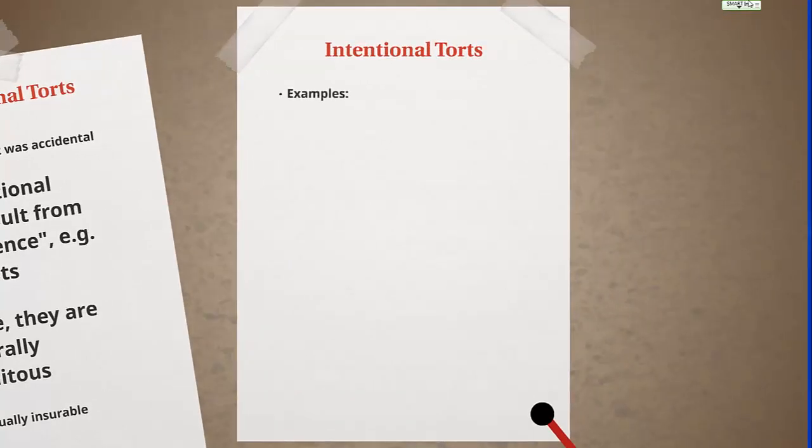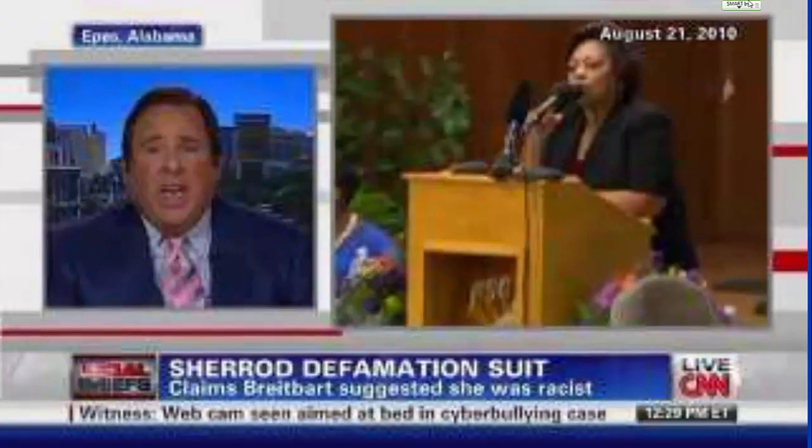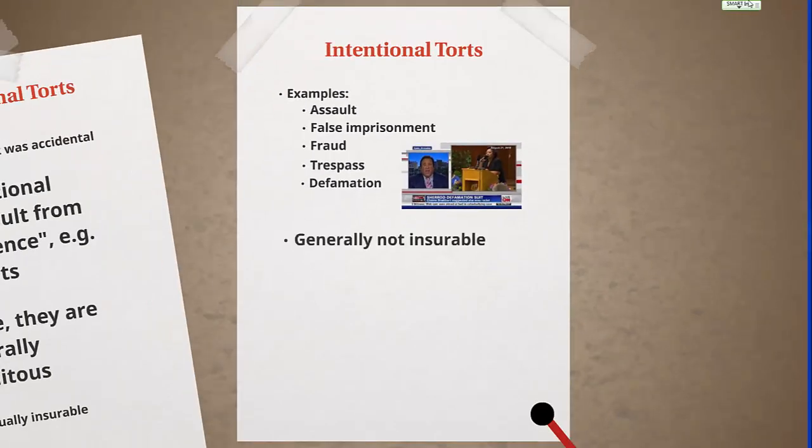Examples of intentional torts are assault, false imprisonment, fraud, trespass, defamation. Defamation is when somebody says something publicly that is negative against another person and injures that person, such as the case of Shirley Sherrod. Shirley Sherrod made some comments that were considered racist by some and lost her job as the director of the USDA over those events. These are generally not insurable. Why not? Because, as I just said, they're not fortuitous.